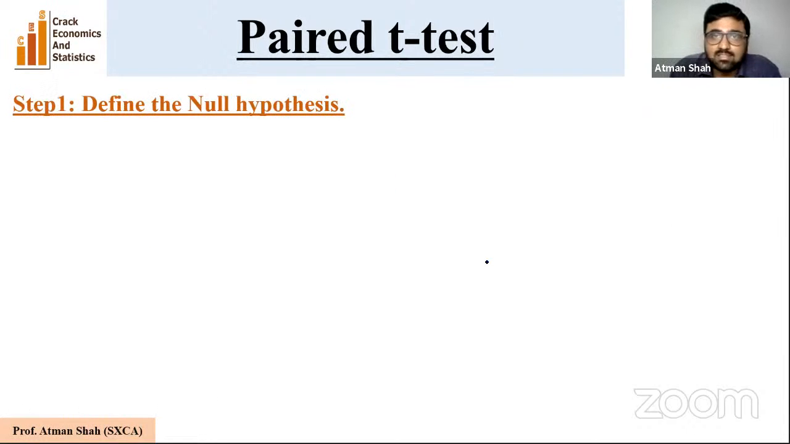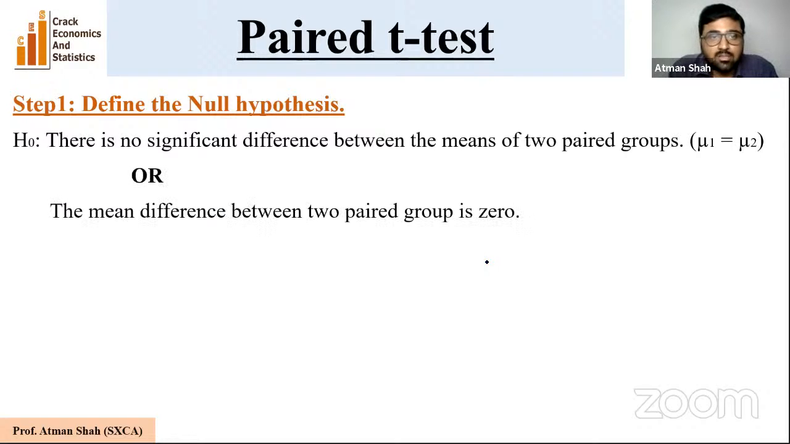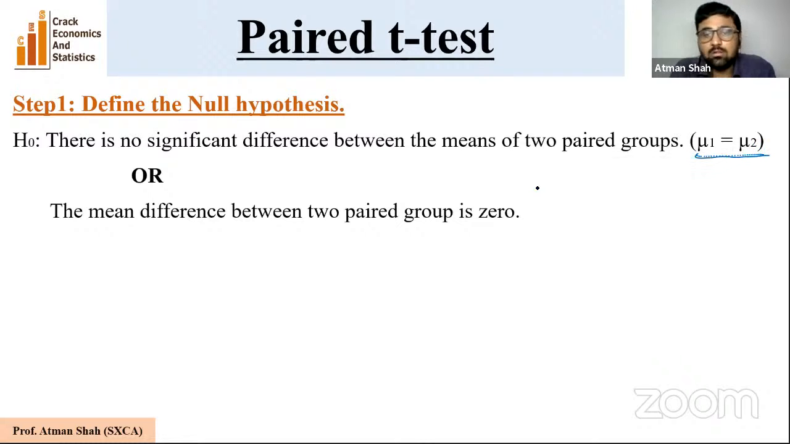What is the null hypothesis in this case? There is no significant difference between the means of two paired groups. So mu1 is equal to mu2. There is no significant difference. Or the mean difference between two paired groups is 0. Since these two are equal, the mean difference is 0. So you can write mu1 minus mu2 is equal to 0.